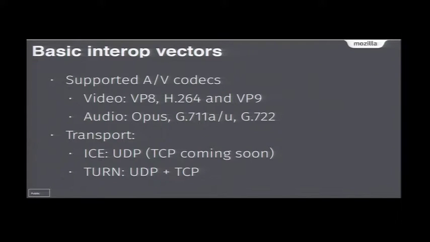Just some basic interop. We support VP8, H.264. We recently added VP9 support. On the audio side, we have Opus, G711, and G722. On the transport layers, UDP, and TCP hopefully going to come this quarter. The introduction in Firefox of what we call electrolysis, which basically separates the content process from the actual browser process, slowed down ICE-TCP a little bit. We do have TURN UDP and TCP support, still no TLS support. We're looking into that.